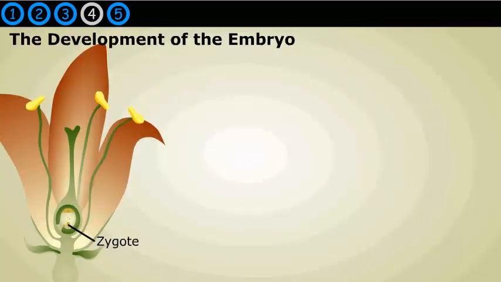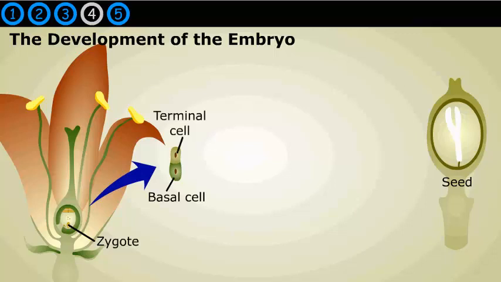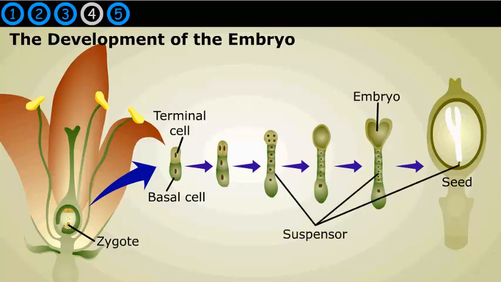The zygote, or fertilized egg, eventually develops into a seed that gives rise to a new plant. The first step in this process is the formation of the plant embryo. The zygote undergoes mitosis to form a basal cell and a terminal cell. The terminal cell divides to form the embryo. The basal cell divides to form the suspensor. The suspensor pushes the embryo into the endosperm and transfers nutrients and hormones that the embryo will need to grow.